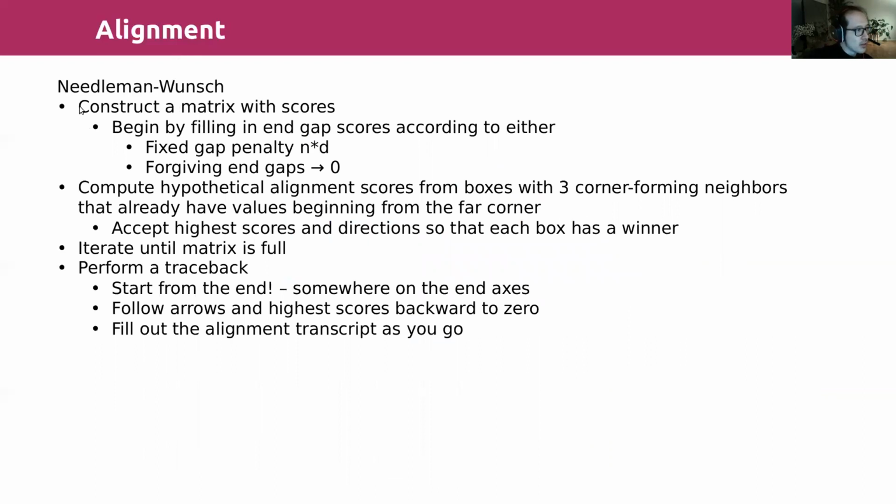So to conclude, in Needleman-Wunsch, you construct a matrix with scores. You start with n gap scores, either using the fixed gap penalty as we did, or using the forgiving n gaps, setting them to 0 strategy that we did. You can then compute the alignment scores from boxes with these 3 corner forming candidates, and then always accept the highest scores and directions so that each box has a winner. You iterate this process until the matrix is full, and then perform the traceback. And while you're doing that, you fill out the transcript.